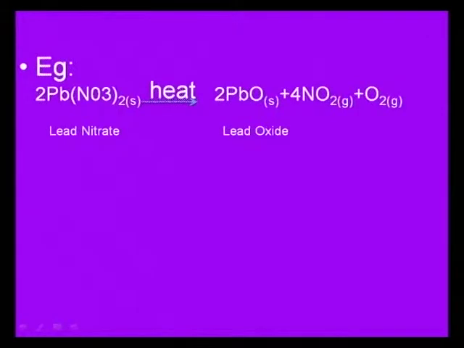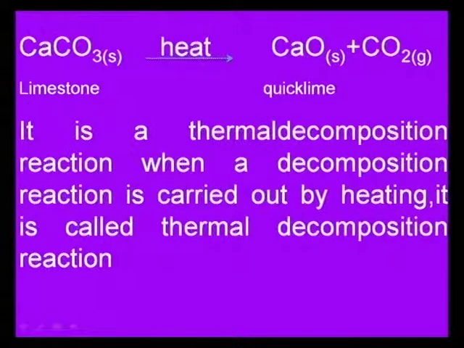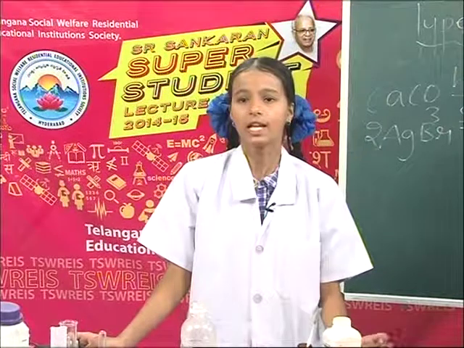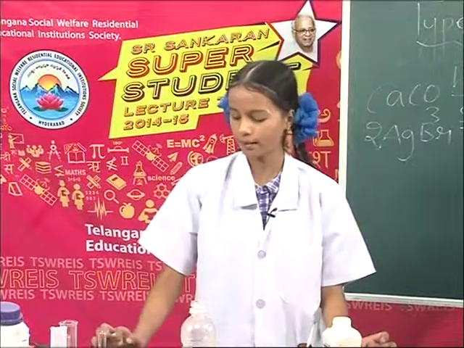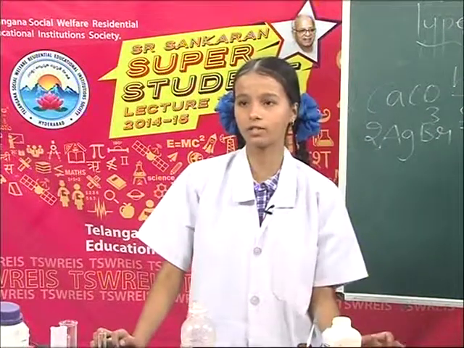This is called a decomposition reaction. And what is another example we have taken? Calcium carbonate. When the calcium carbonate is heated, it splits into calcium oxide plus carbon dioxide. So, Spheros, this calcium carbonate is used in ceramics and marbles. Okay? This calcium carbonate is used in our daily life.